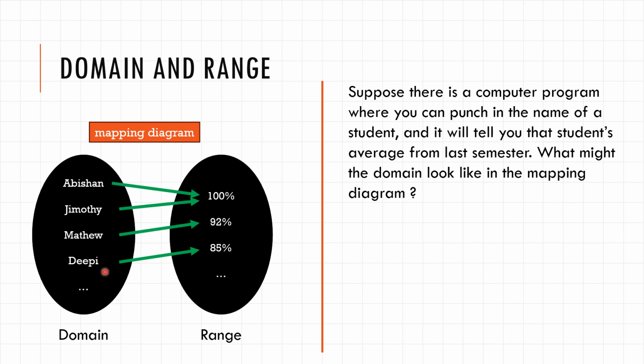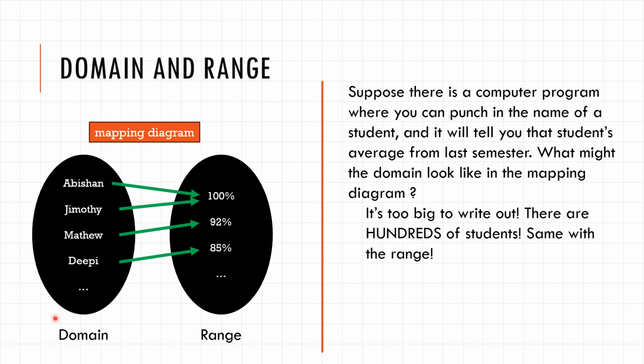But I think I stopped here because I was like, well, am I going to list every possible name in existence? And if I do that, there's also a lot of different averages. Maybe some of them go all the way down to 0%. That makes this really too big to write out. A mapping diagram is really not the best way to do that.